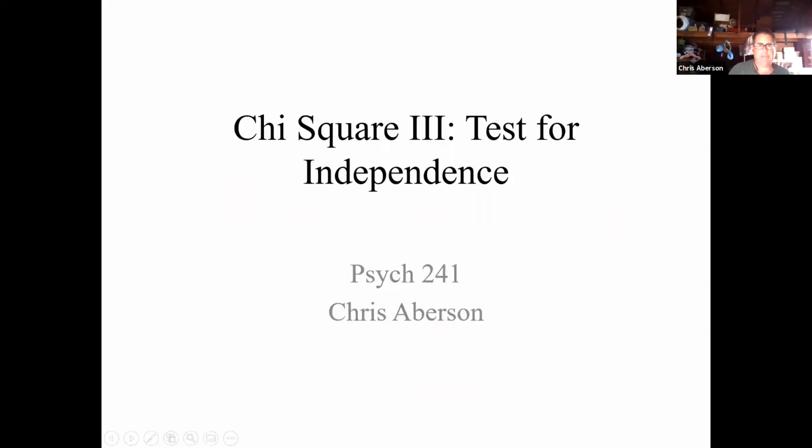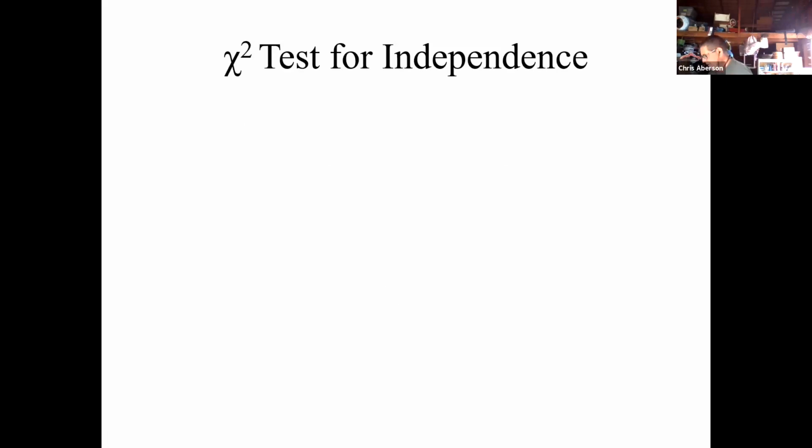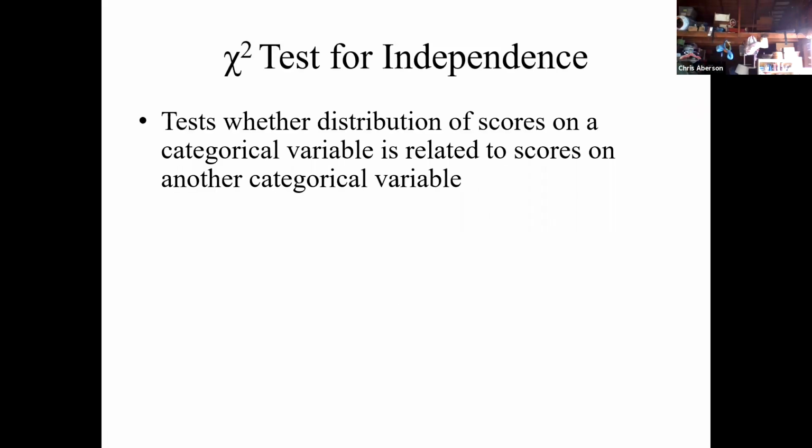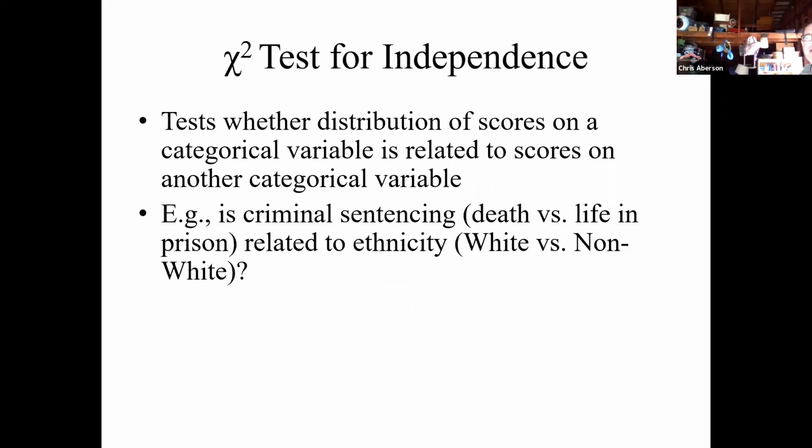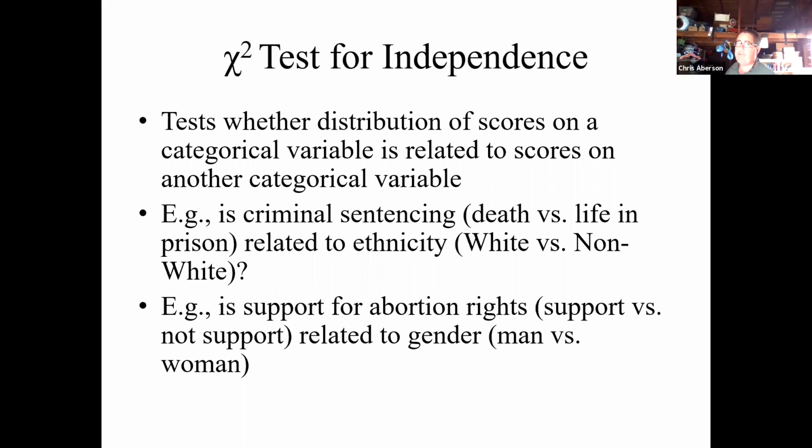All right, chi-square test for independence. Probably the more useful of the two tests. Chi-square test for independence tests whether the distribution of a categorical variable is related to scores on another categorical variable. For example, is criminal sentencing related to ethnicity? Is support for abortion rights related to gender?